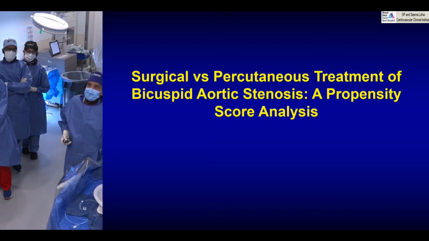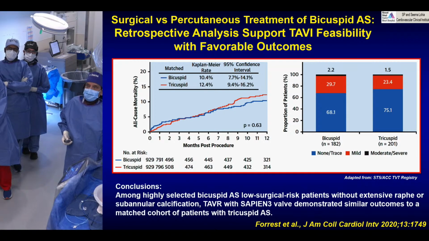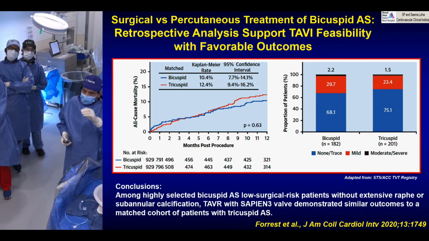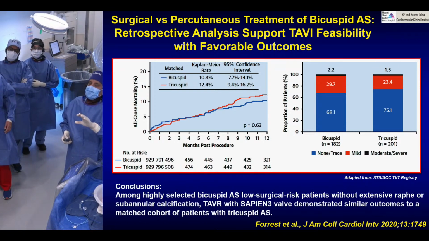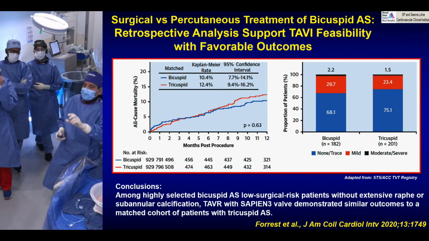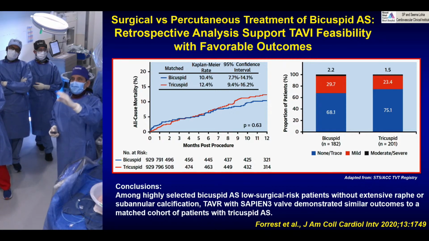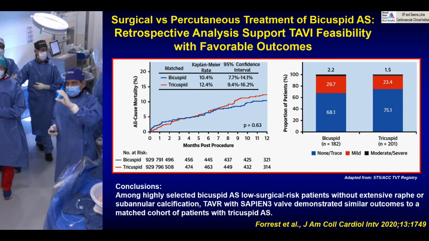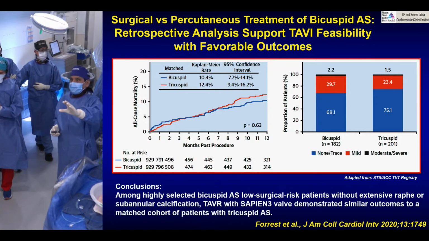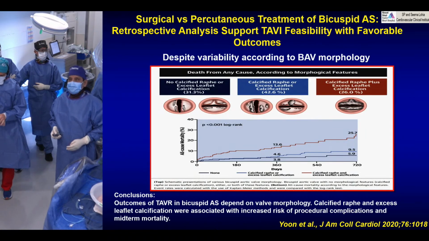Then the question comes up in bicuspid aortic stenosis. We know that a lot of the data are from selected cases, because our PARTNER trial and Evolut trial have a registry of the bicuspid cases. So basically bicuspid versus tricuspid in selected cases have had a similar outcome in the STS TVT registry.